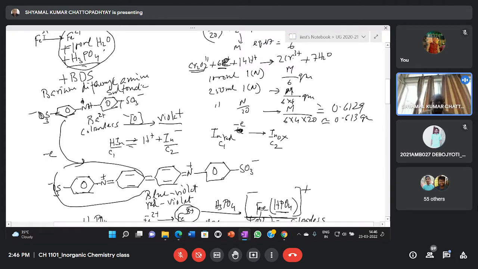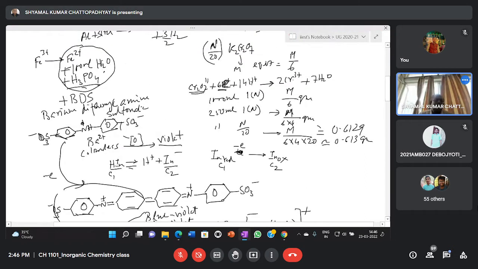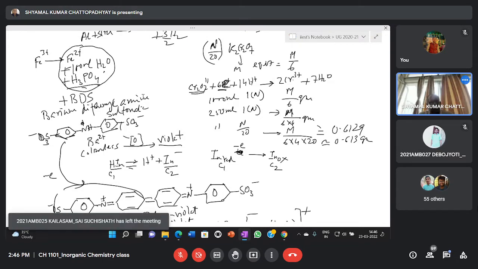So what you do, I repeat: after ferric has been reduced to ferrous and you cool the solution, you add 100 milliliter of water to the solution. You add around 2 to 3 milliliter of phosphoric acid, and then you add a few drops of the barium diphenylamine sulfonate indicator. The solution is still colorless. Now you titrate the solution with potassium dichromate from the burette gradually.